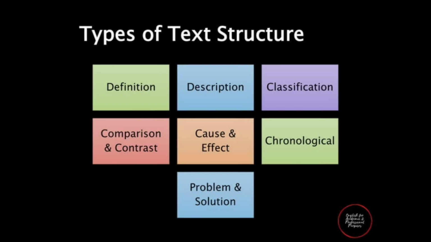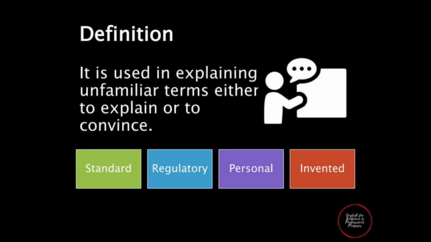So, this one, okay, let's proceed na tayo sa types of text structure. We have 7 types of structure: the definition, the description, the classification, comparison and contrast, cause and effect, chronological, problem and solution. We will discuss first the definition.